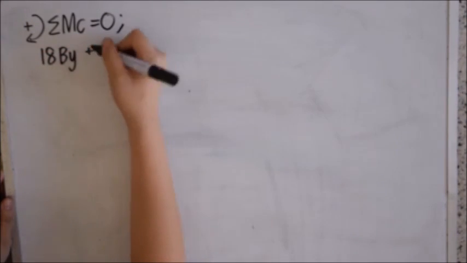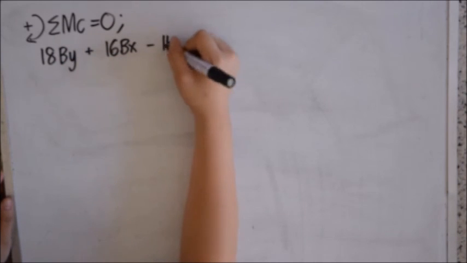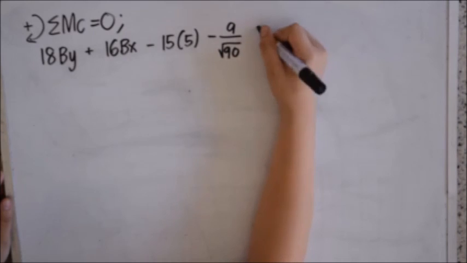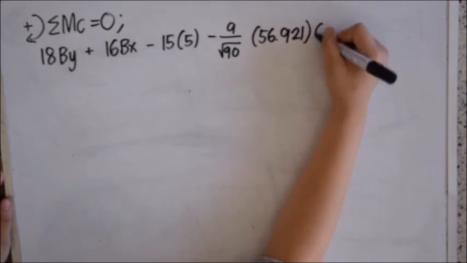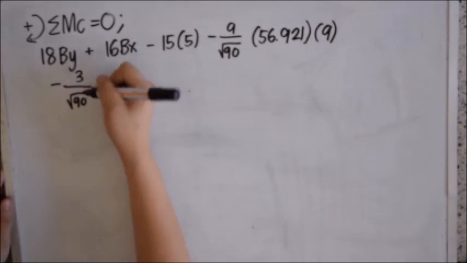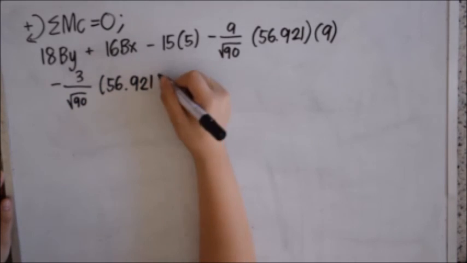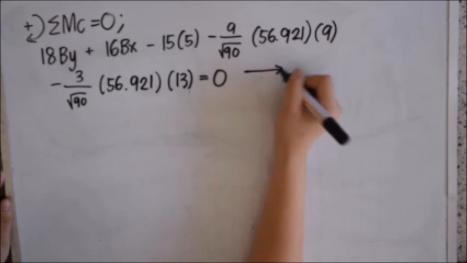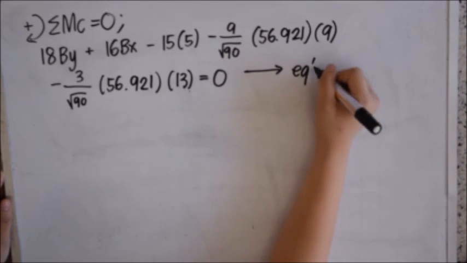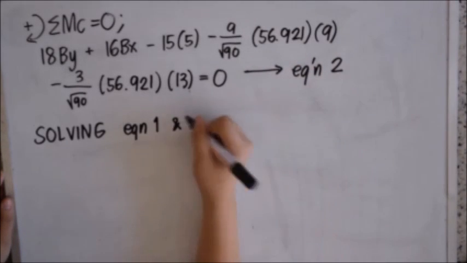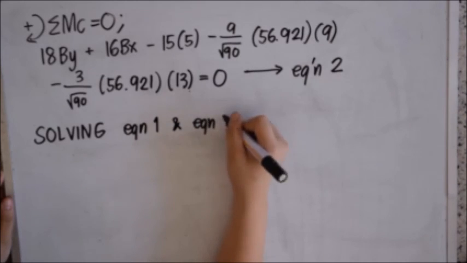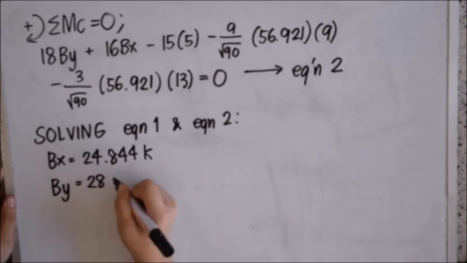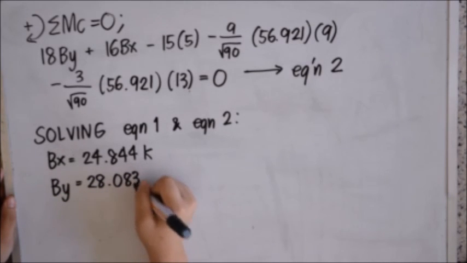18 By plus 16 Bx minus 15 times 5 minus 9 over square root of 90 times 56.921 times 9 minus 3 over square root of 90 times 56.921 times 13 is equal to 0. This will be equation number 2. Solving equation 1 and equation 2, Bx will be 24.84 kN and By is equal to 22.08 kN.